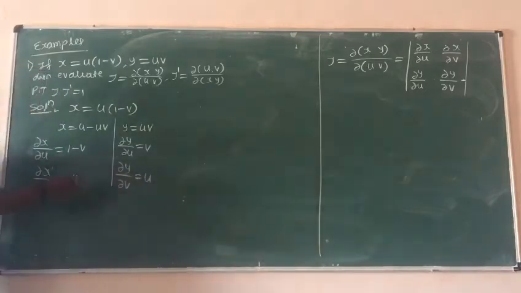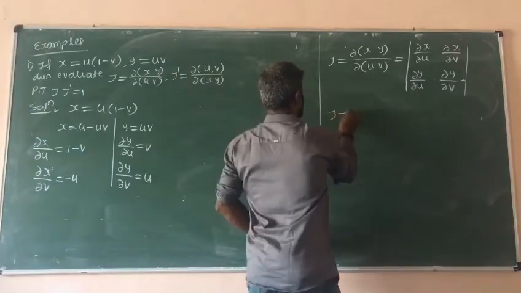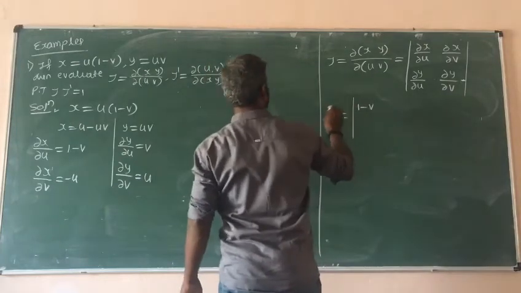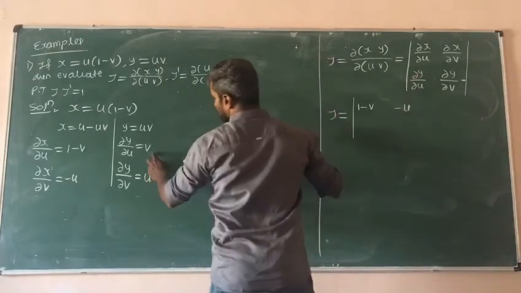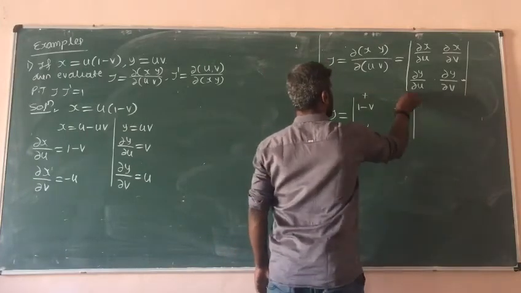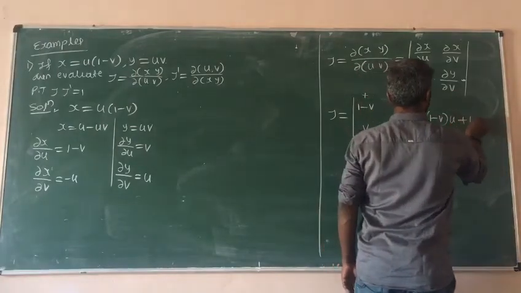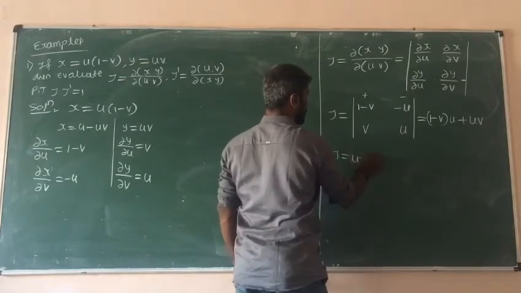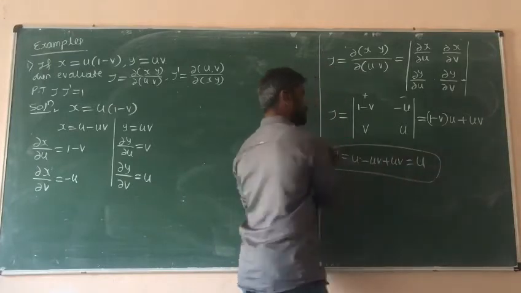∂y/∂v is equal to u, right? Putting all these values in this determinant, what you get for J: ∂x/∂u is 1 minus v, ∂x/∂v is minus u, ∂y/∂u is v and ∂y/∂v is u. Then it is plus, it is minus. Simplify: (1 minus v) into u, minus of minus plus, it is uv. So J is u minus uv plus uv, that is equal to u. So the Jacobian value is u.